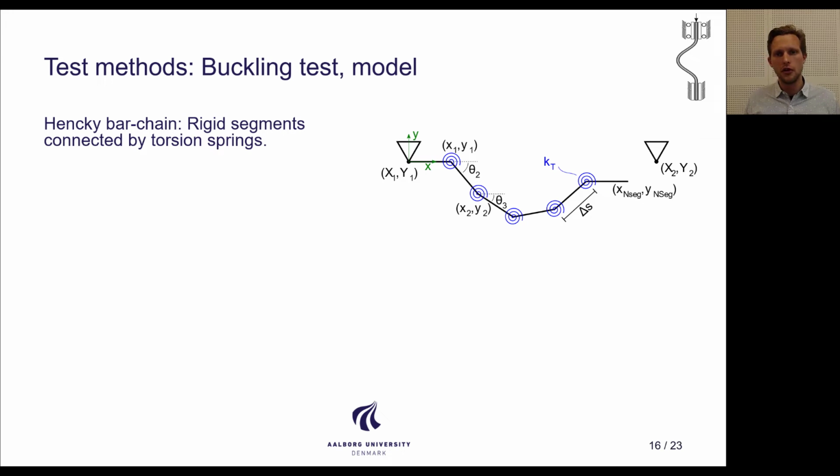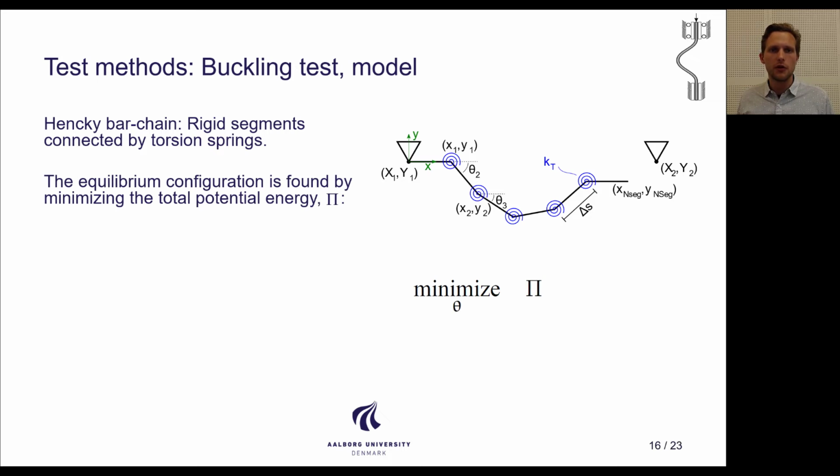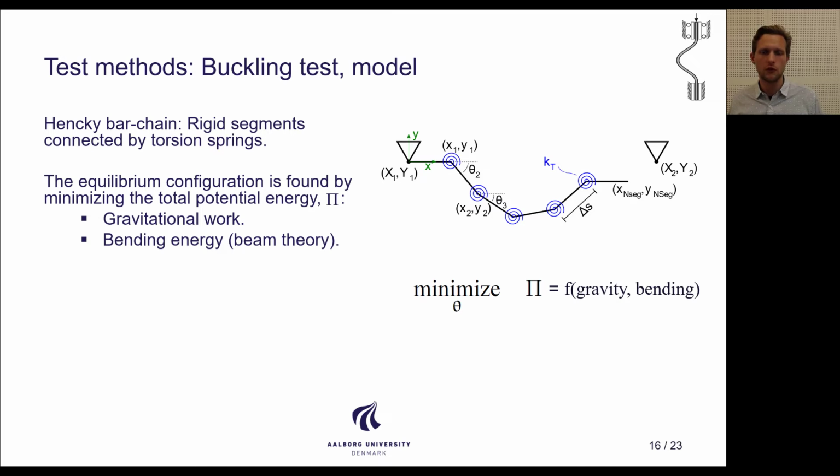So for the nonlinear buckling model, we are using a Hencky bar chain. So it consists of rigid segments connected by torsion springs. We can find the equilibrium configuration by minimizing the total potential energy, which is a function of the gravitational work and the bending energy. So basically we have chosen these torsional springs based on a beam in bending.